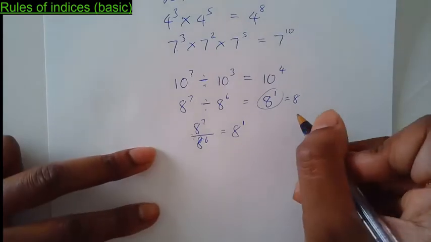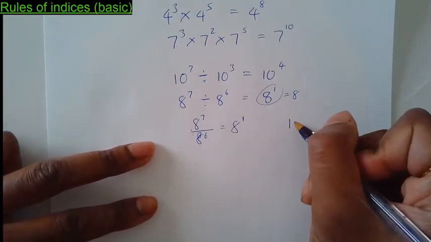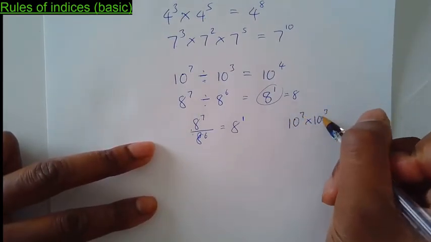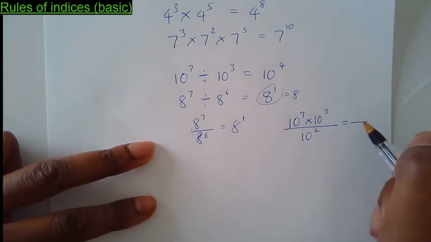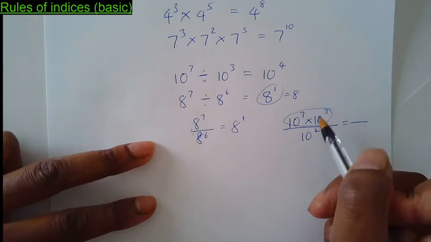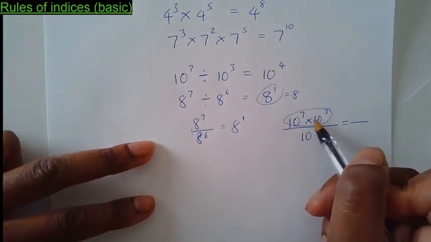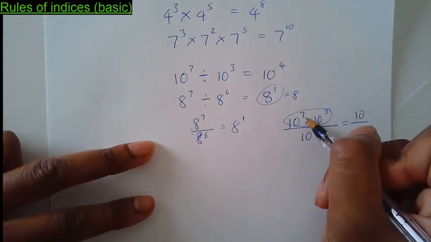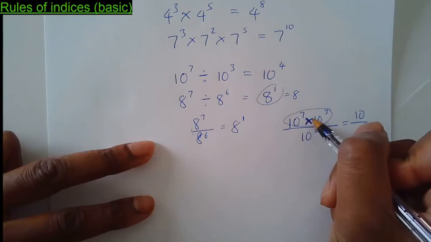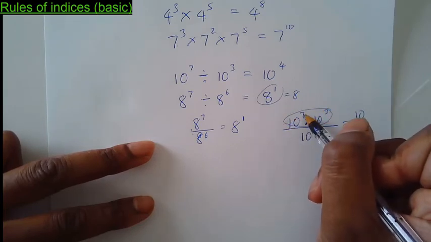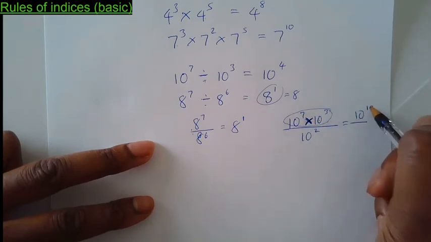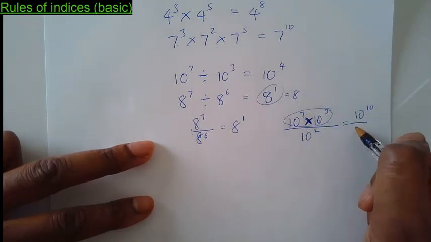I'm going to mix it up a little bit. This one's a bit more challenging. First of all, look at the numerator. The base is the same, so copy the base. And because we're timesing here, what I've just circled here, you've got to add the indices. 7 add 3 is 10. At the bottom, you've got 10 squared.